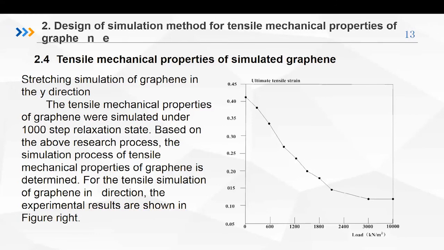Stretching simulation of graphene in y direction. The tensor mechanical properties of graphene were simulated under 1000 step relaxation state. Based on the above research progress, the simulation progress of tensor mechanical properties of graphene is determined. For the tensor simulation of graphene in y direction, the experimental results are shown in figure right.